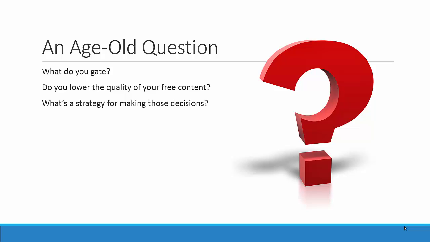What do you gate? Do you lower the quality of your free content in order to raise the value of your gated content? That's like asking, do you raise the price of your items in the store when you run a sale? It's essentially the same kind of thinking, and yet that's a question people are asking. And what's a strategy for making those decisions?